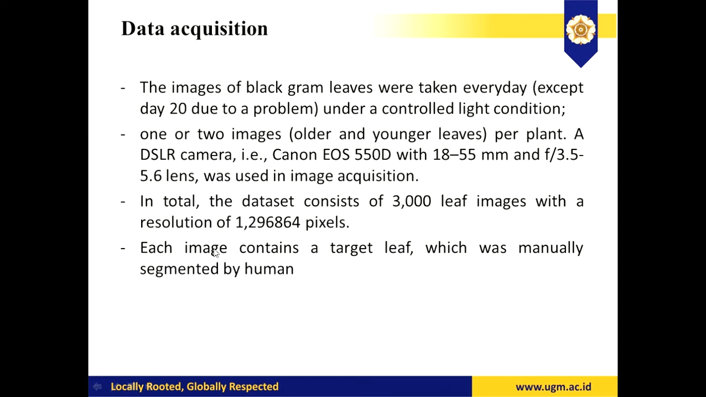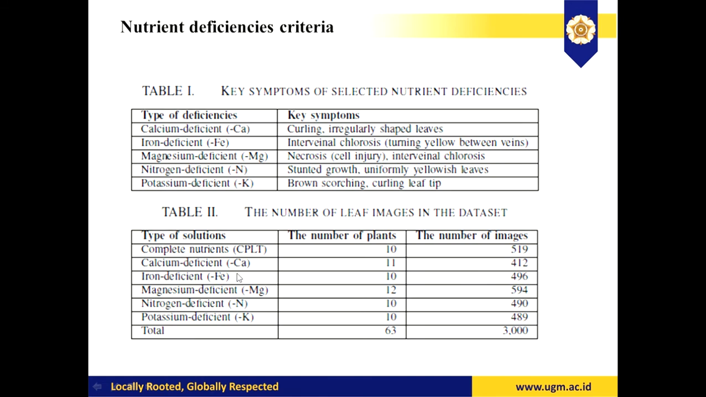Each image contained a target leaf which was manually segmented by humans. This is the nutrient deficiency criteria. There are types of deficiency: calcium, iron, magnesium, nitrogen, and potassium, and this is the characteristic of each deficiency. And the table below is about the number of leaf images in the dataset.